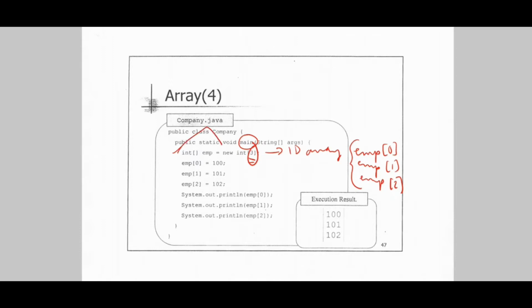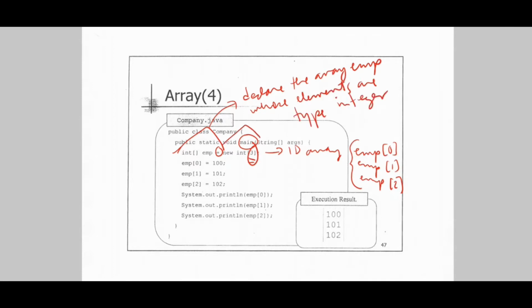So remember that this part here, the left side of the assignment operator, the purpose of that is to declare the array with the name emp whose elements are type integer. And then on the right side of the assignment operator, starting with the new operator, the purpose of this side is to allocate RAM or memory spaces to the 3 elements, which are this emp0, emp1, and emp2.